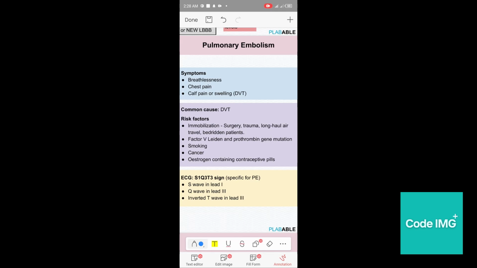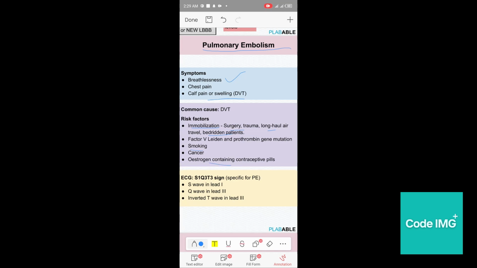Now comes a very important topic, that is pulmonary embolism. A patient who has cancer, a patient who has had surgery, or who has traveled by air, who is immobilized, coming to you, the scenario is going to be like that. A patient who is on combined oral contraceptive pills, coming with chest pain and breathlessness, and there might be a DVT, swelling of one leg, you need to think of pulmonary embolism. Risk factors, as I have already told you, are immobilization, surgery, trauma, bedridden patients, cancer, oral contraceptive pills.